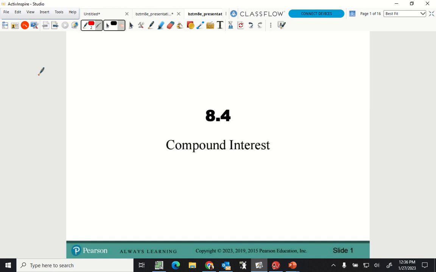Alrighty, class. Okay, that's better. Thank you. Appreciate it. Now, 8.4, compound interest, and what page are we on in the notebook? It is 10 and 11.